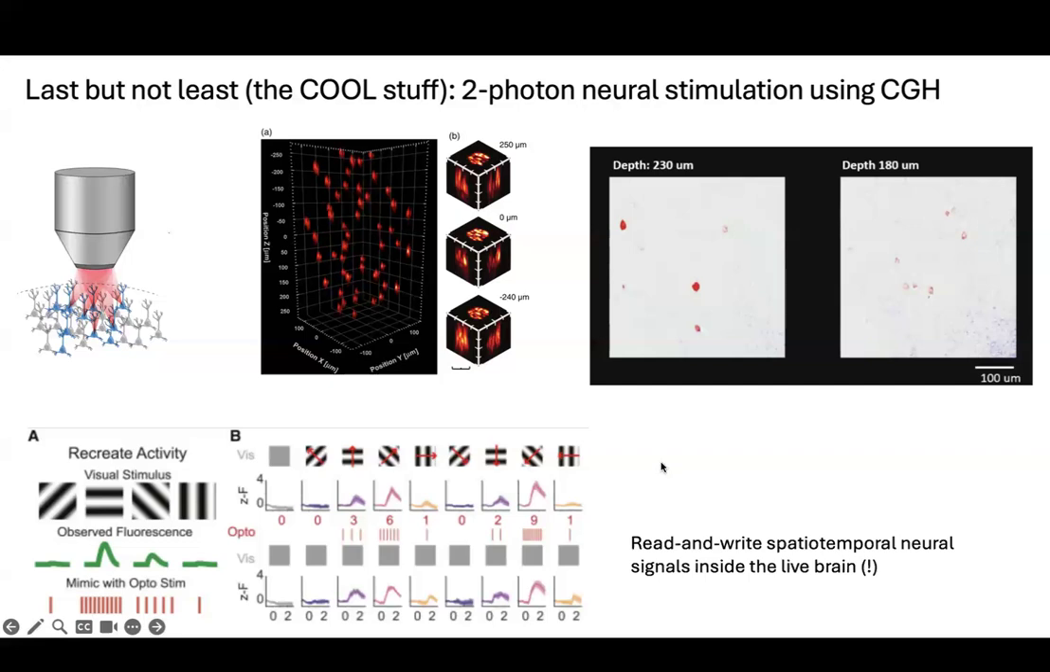So what this really means is that we now have the technique to not only read by microscopy imaging techniques, but also write spatial temporal neural signals inside the live brain. And I think that's really cool. But I'm also a neuroscience nerd, so you tell me if it's cool or not.